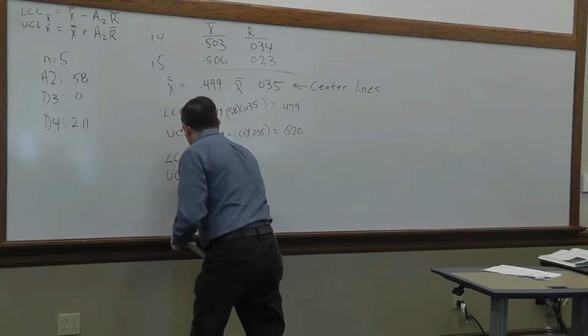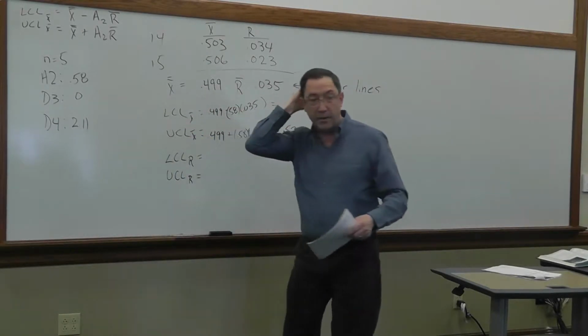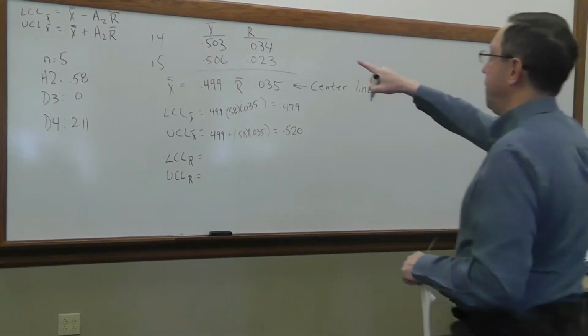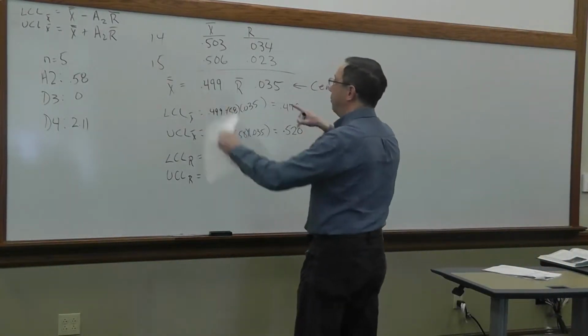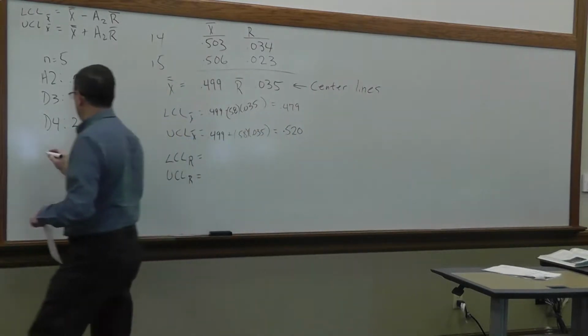I don't hear from someone in the audience that I've made a mistake. I'll just keep rolling on here. Control limits for an R chart are going to be based on a fairly simple formula. I haven't put it up here yet, have I? Fairly simple formula.